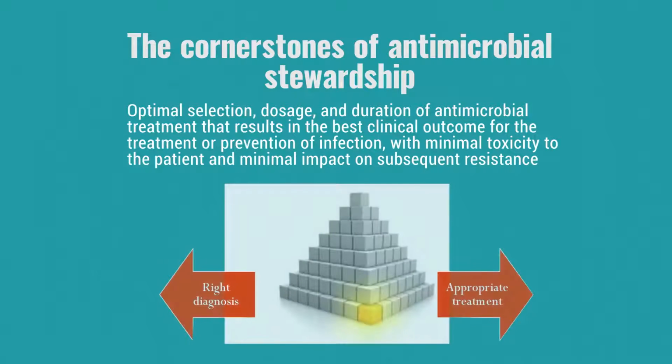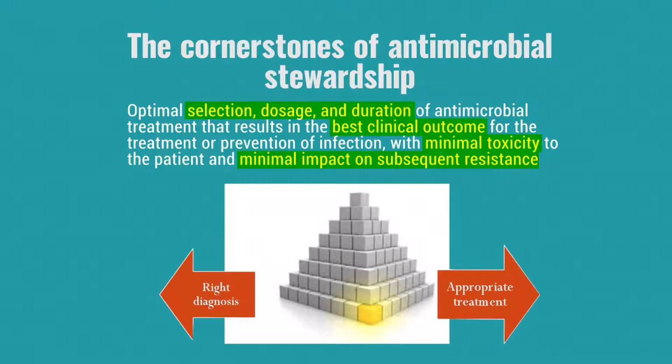So basically, we're dealing with the appropriate drug, used at the correct dosage and for the correct amount of time, ultimately resulting in the appropriate outcomes that we expect for that particular patient, and minimizing the toxicity and appearance of resistance for that organism. For this particular program to really take off, there are two cornerstones. One is the right diagnosis. You need to make the right diagnosis and treat it appropriately. Right diagnosis and appropriate treatment are the cornerstones of a stewardship program.